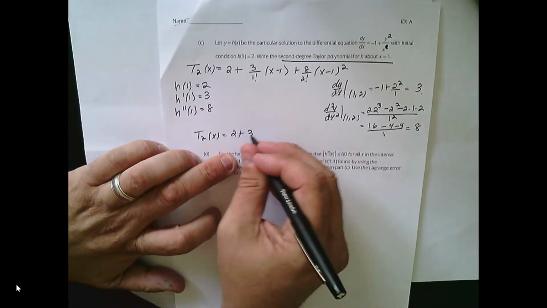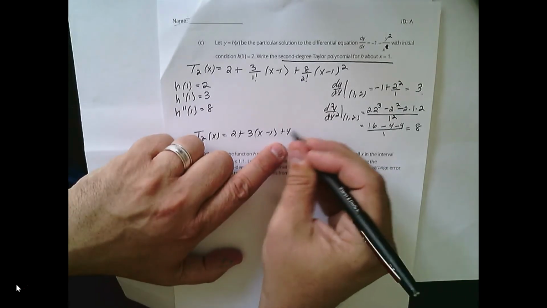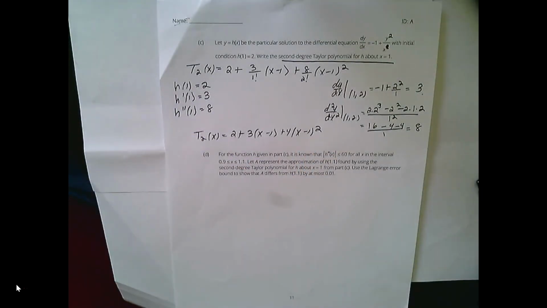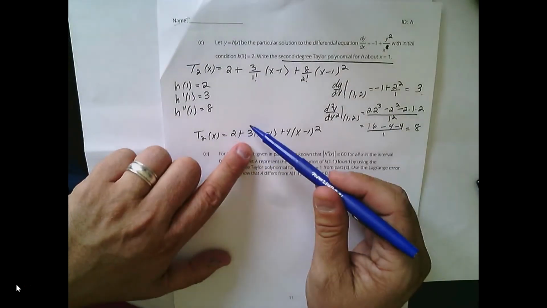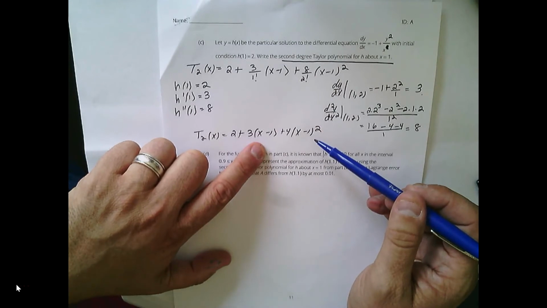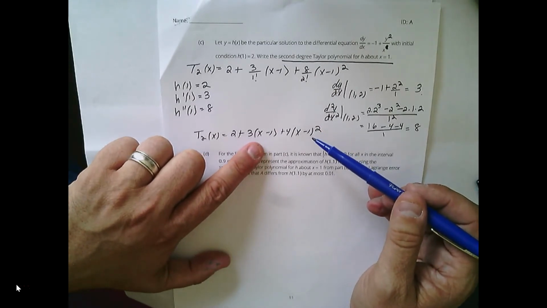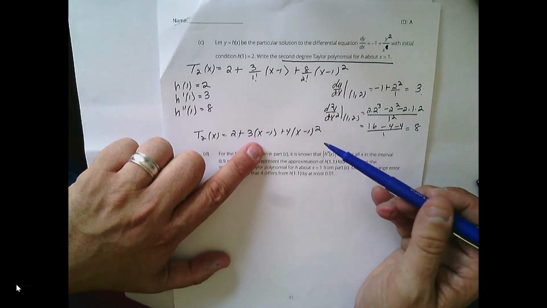3 divided by 1 factorial is 3. 8 divided by 2 factorial is 4. So there's your degree 2 Taylor polynomial: 2 plus 3 times x minus 1 plus 4 times x minus 1 squared. There was absolutely no need to reduce it, and really it's kind of silly to go about doing that.